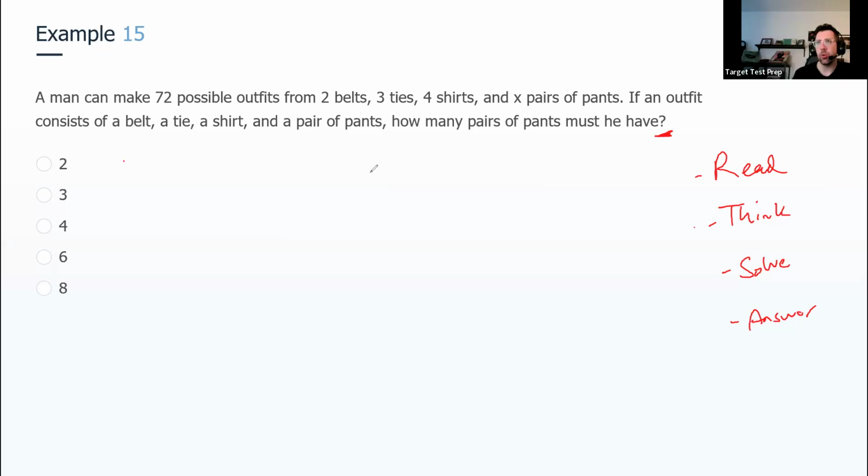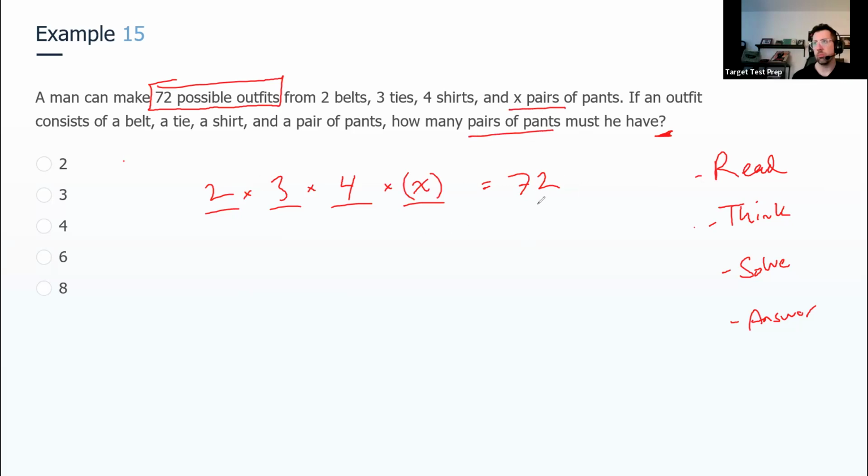So in this case, relatively straightforward problem: 72 possible outfits, 2 belts, 3 ties, 4 shirts, and X pairs of pants. So this is just the fundamental counting principle: we've got 2 ways to choose a belt, 3 ways to choose a tie, 4 ways to choose a shirt, and X ways to choose pants. And they're telling us that the total number of possible ways to make an outfit is 72. So this is just 2 times 3 times 4 times whatever X is. And that's what we're solving for. How many pairs of pants? So it's just set this up, solve it.